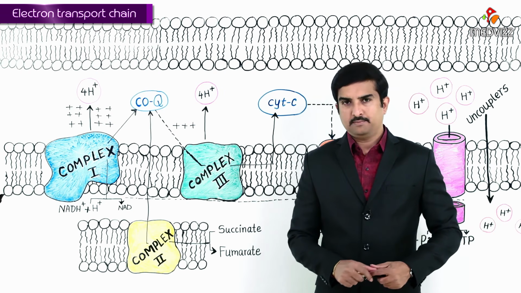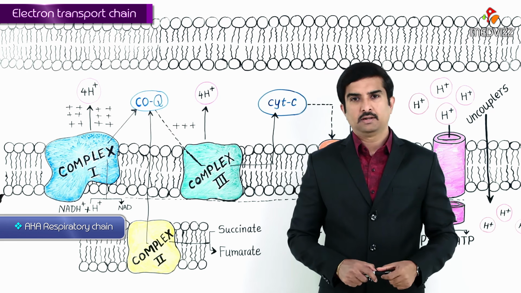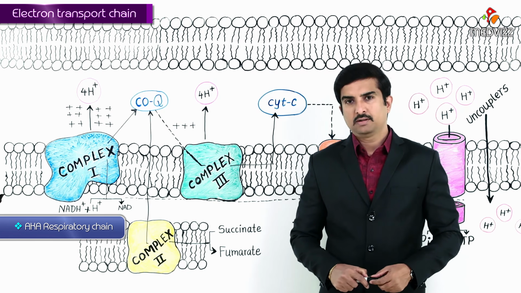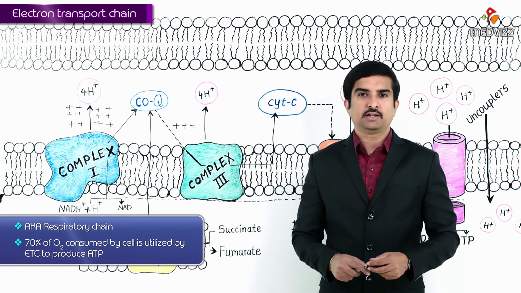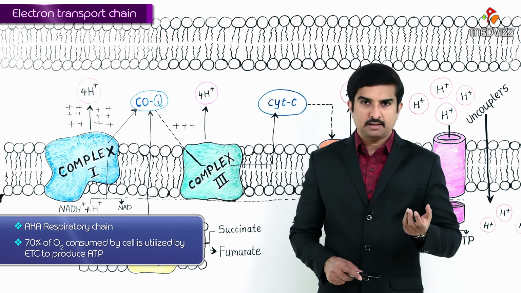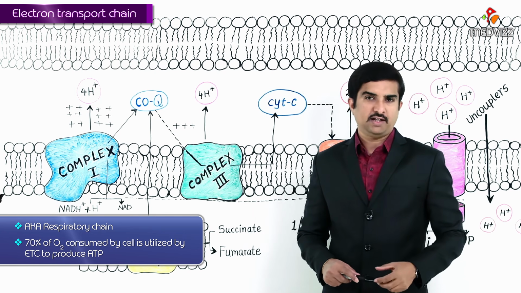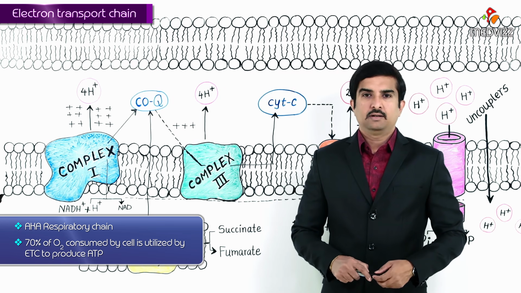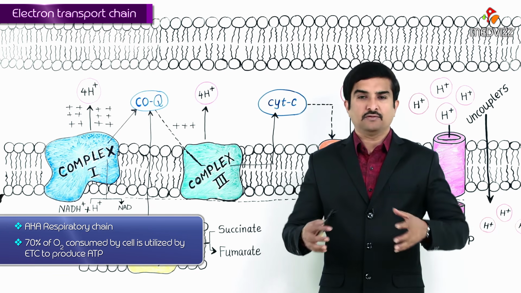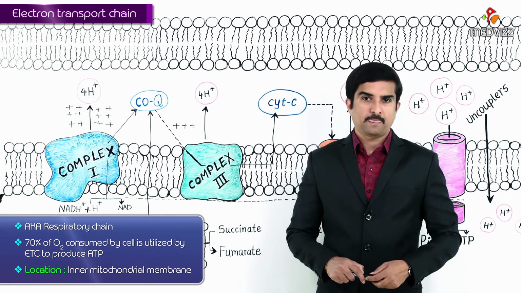Electron transport chain. It is also called the respiratory chain. The reason it is called a respiratory chain is that approximately 70% of the oxygen consumed by the cell is utilized by this electron transport chain for the production of adenosine triphosphate, called ATP. And it is a complex process, and the mechanism of this process is located at the inner mitochondrial membrane.